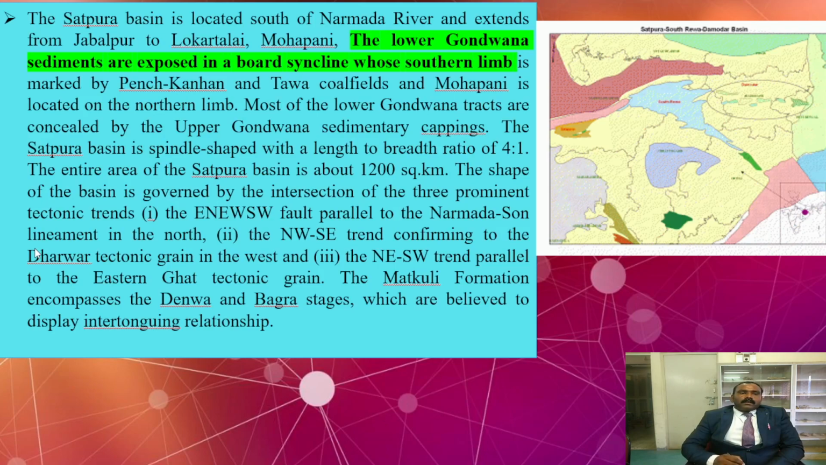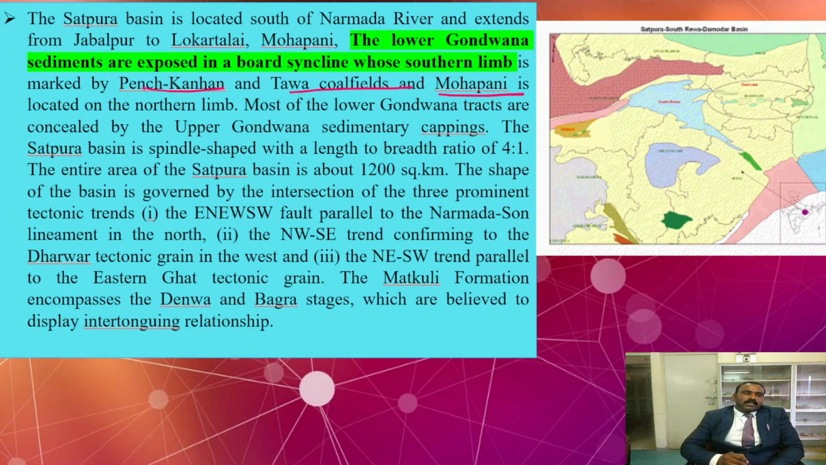Coming to the Satpura basins, in which the Lower Gondwana sediments are exposed in a broad syncline. Those of the southern limb are in Pench-Kanhan and Tawa coal fields, and Mahadeo is located in the northern limb. The Satpura mobile belt has also been discussed in the previous lecture.